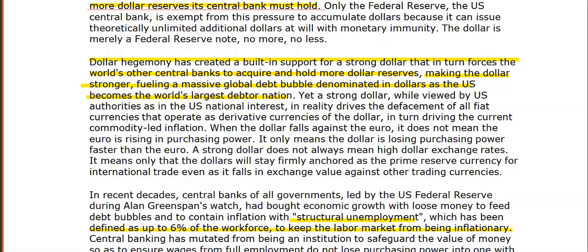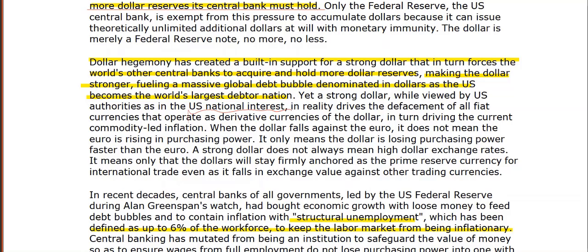The United States is the biggest debtor nation in the world. If all those dollars come back to the United States, the United States would probably no longer exist as an economy. Anyway, yet a strong dollar, while viewed by U.S. authorities as the U.S. national interest, when they say national interest, that's what they mean.